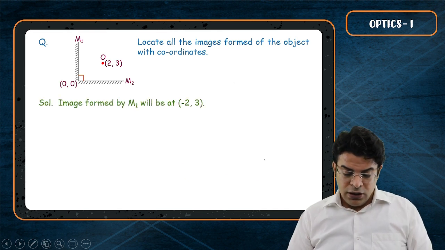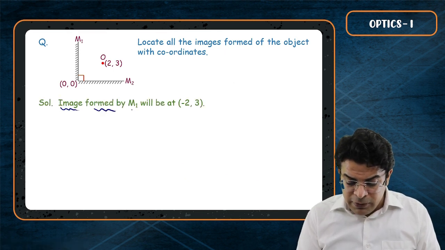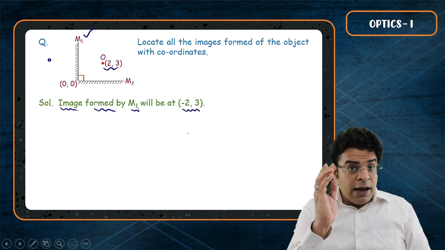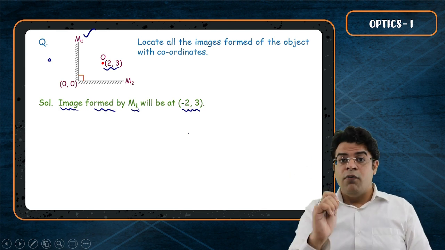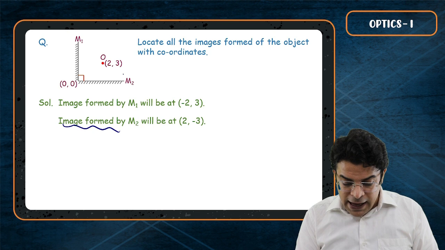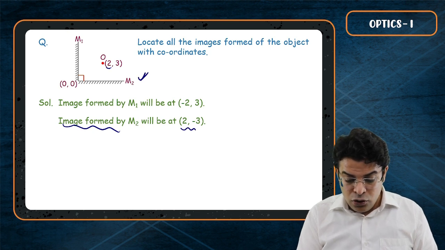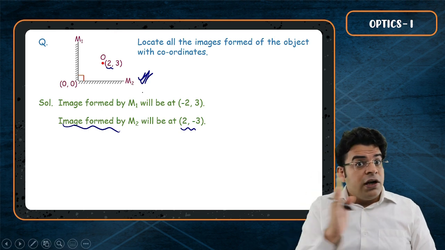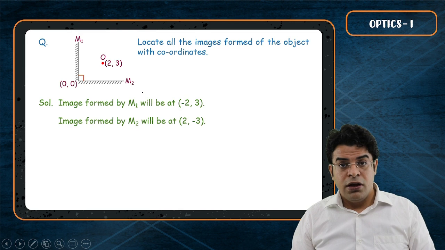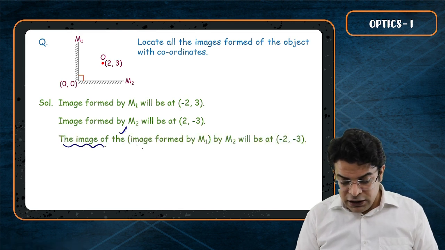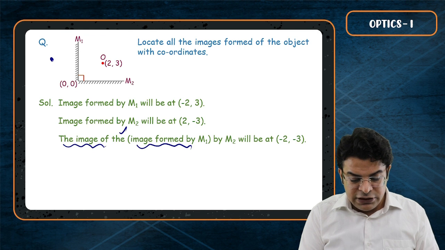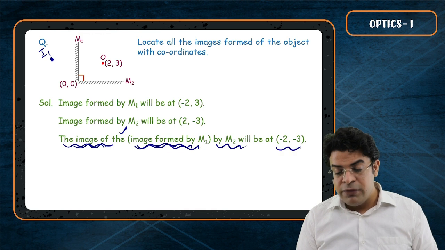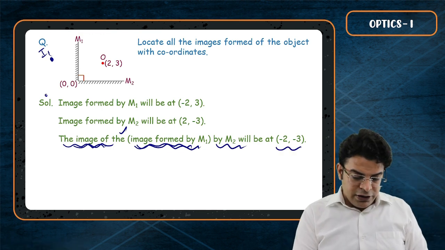So bachcho, first, the image formed by M1 for the object will be at (-2, 3). Yes sir. M1 will flip only the x coordinate, not the y coordinate. The image formed by M2 will be at (2, -3). M2 will flip only the y coordinate, it won't change the x coordinate. Then the image of the image formed by M1 forms some image here which we call I1. The image of that image formed by M2 will be at (-2, -3), somewhere here.